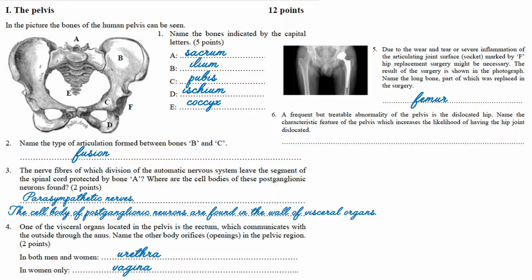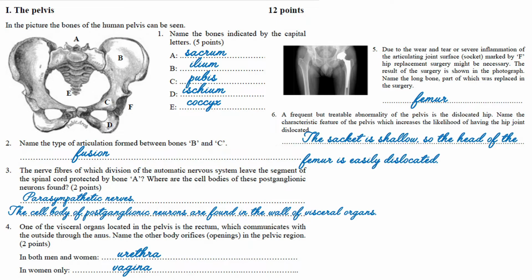A frequent but treatable abnormality of the pelvis is the dislocated hip. Name the characteristic feature of the pelvis which increases the likelihood of having the hip joint dislocated. We know that the socket is part of the pelvis, which can also be called acetabulum, but the socket is extremely shallow, and therefore the femoral head can be easily dislocated from that, so it should be written down somehow. The socket is shallow, so the head of the femur is easily dislocated.